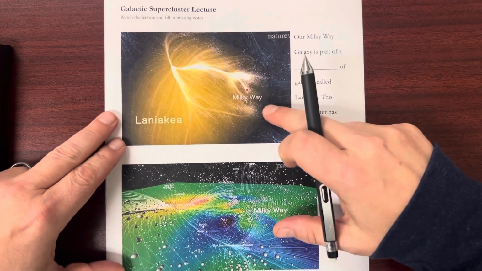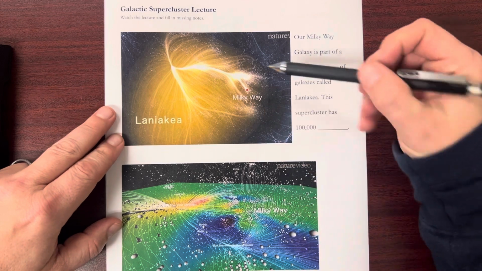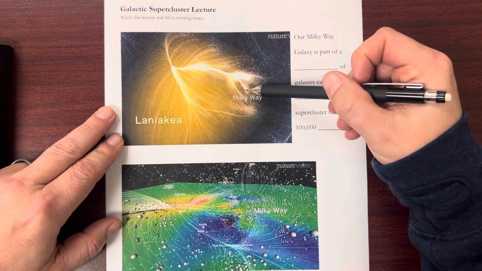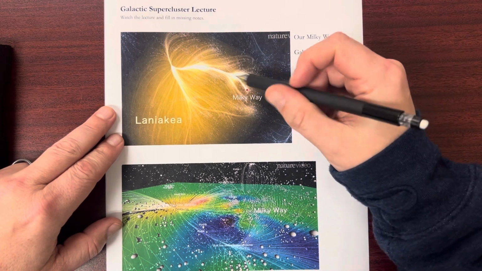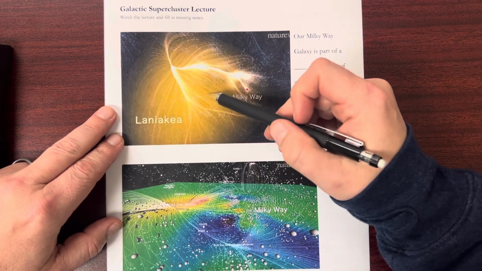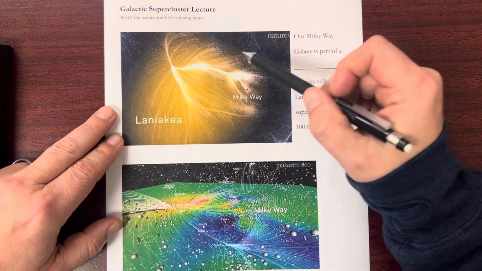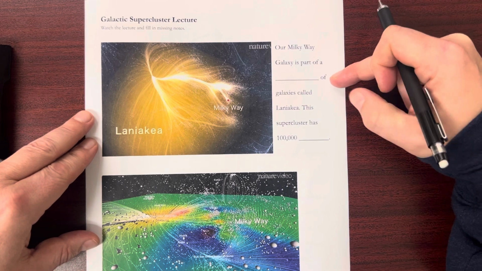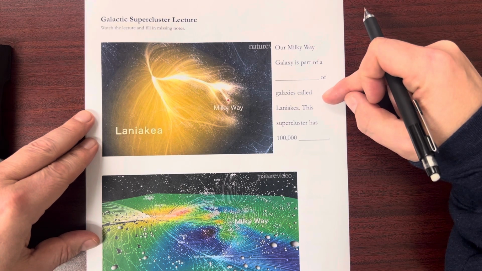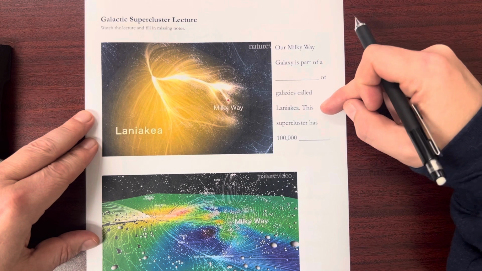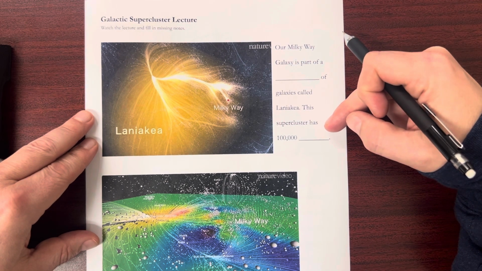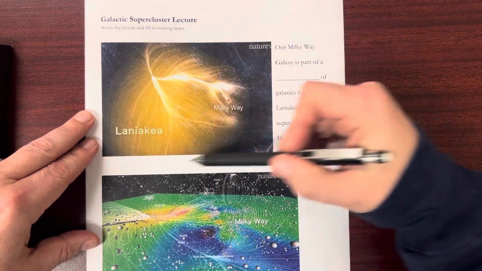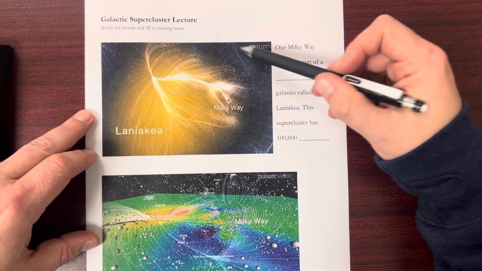In this animation here, what it's showing is many dots, each one representing a galaxy. Here's the Milky Way galaxy. The lines are just showing directions that the galaxies are moving. So our Milky Way galaxy is part of a supercluster of galaxies called Laniakea. This supercluster has 100,000 galaxies. So this whole thing, this cluster of galaxies, there's 100,000 of them.